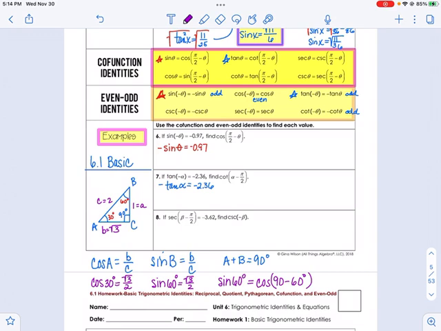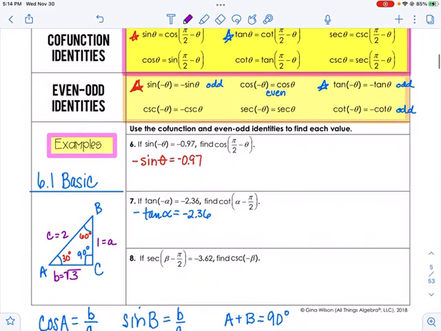The other thing is the even-odd identities, and sometimes they're a little bit harder to identify apart from the graphs, but once you realize what the functions actually look like, you know what odd and even functions are, and we'll investigate that more tomorrow as well. So here we go. We're going to start with the first one.